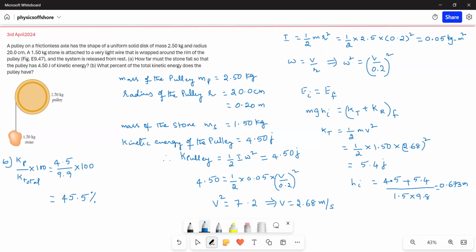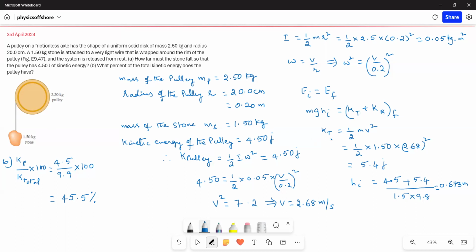Now, initial energy is equal to final energy. So what is the initial energy? Initially, the stone is at the top, here. This is the point where the stone will be. Now, after releasing, it comes down to this point. So initial energy is purely potential. Therefore, mgh is equal to total kinetic energy.